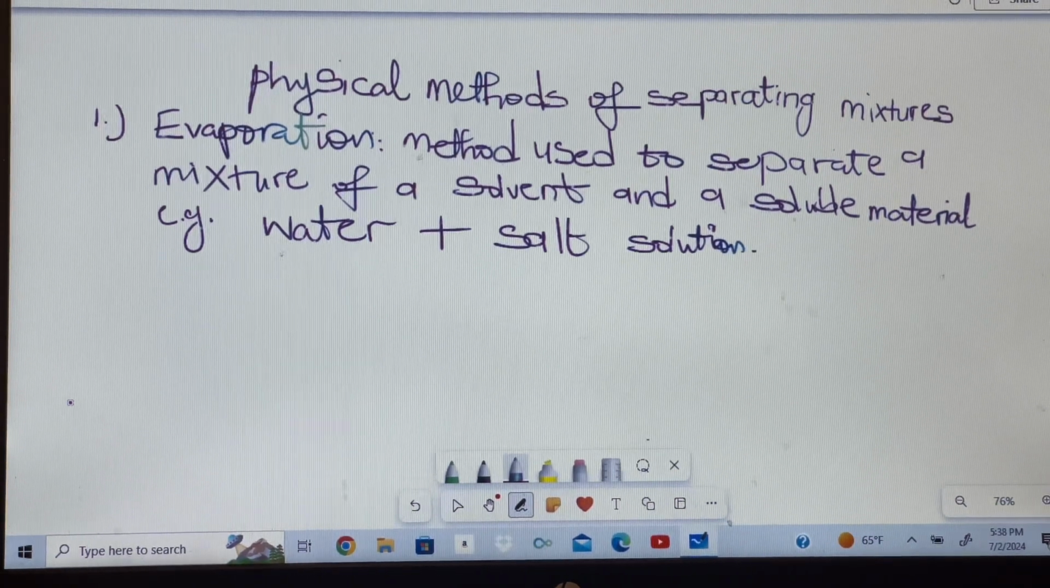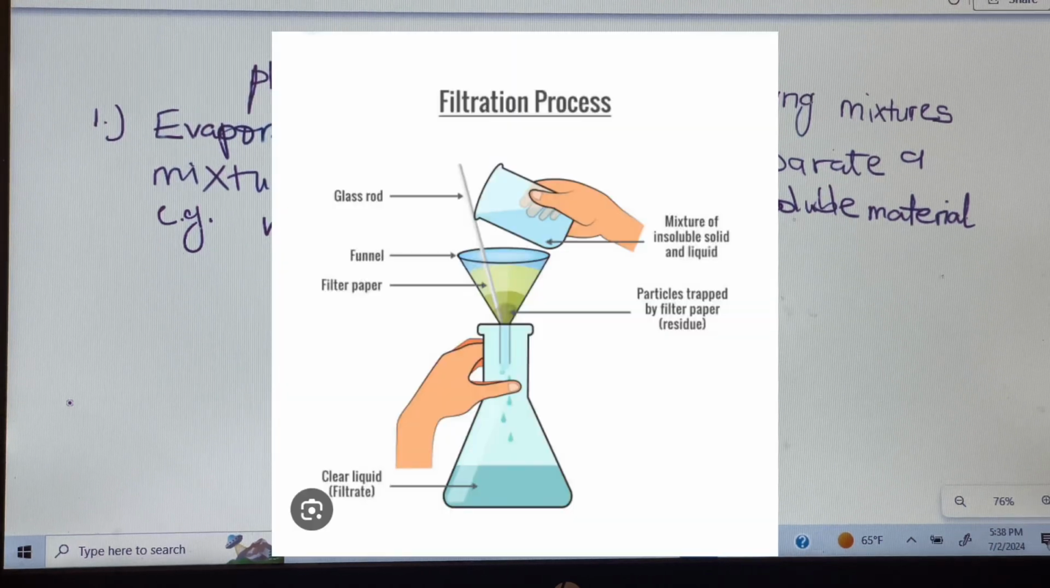Okay, so the second one we're gonna discuss is filtration. So in this method, what do we do? We separate a liquid from an insoluble material. A liquid like water, we can separate it when it's mixed with sand. So if water and sand are mixed together, we just use filtration. We just use filter paper and a filtration funnel.